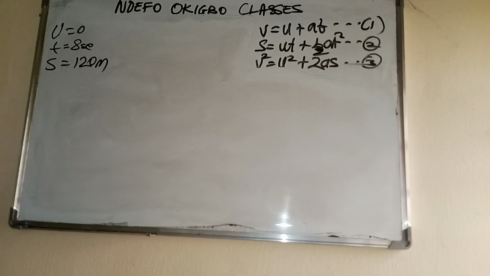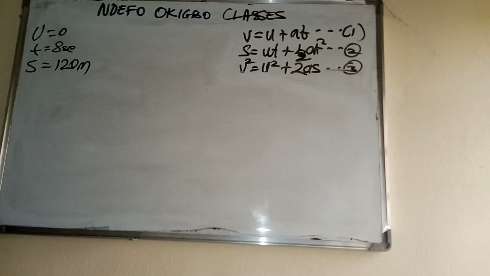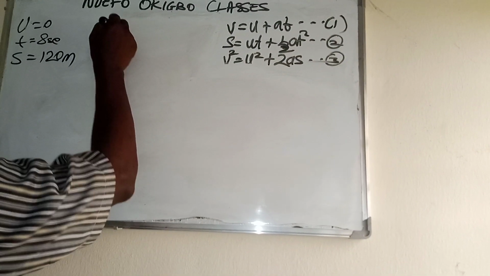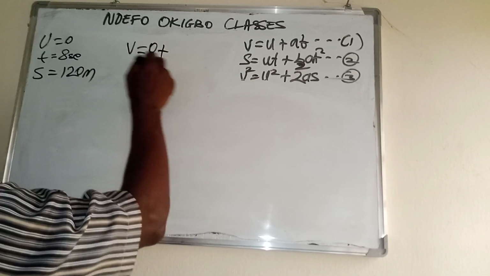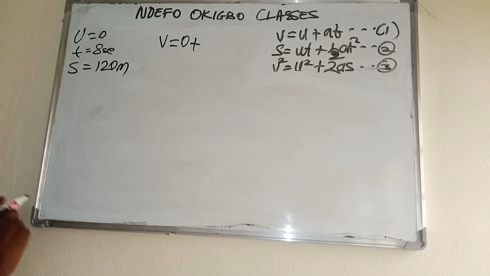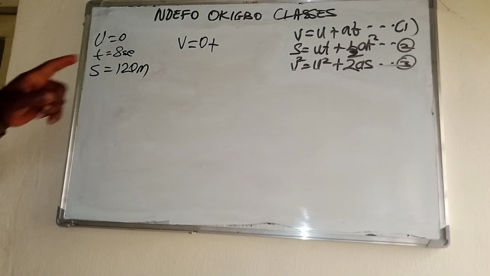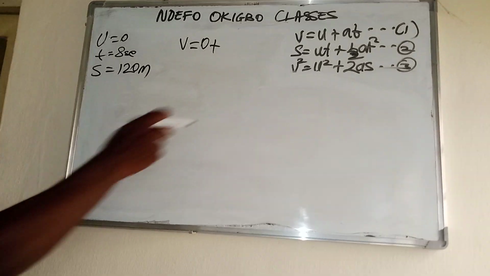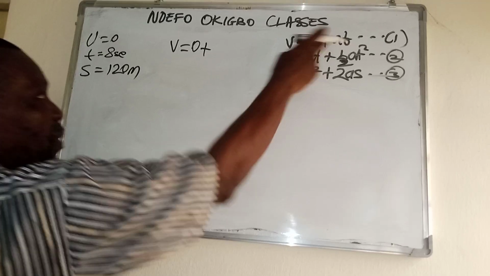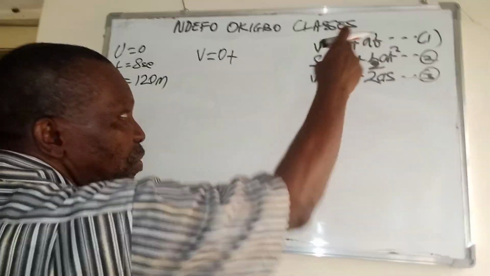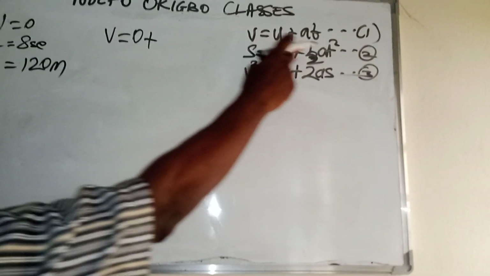To get it, we can use the first equation. V is equal to U plus at, where U is 0 because it started from rest. But before we get that, we need the acceleration. A is not in the question, so we have to get A. To get it, I use the second equation.